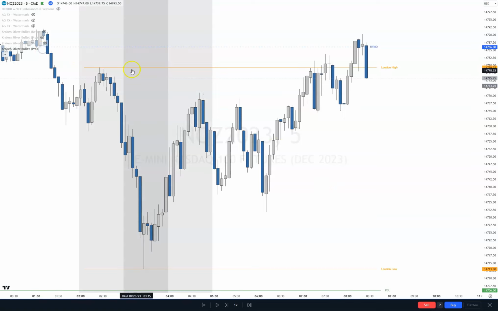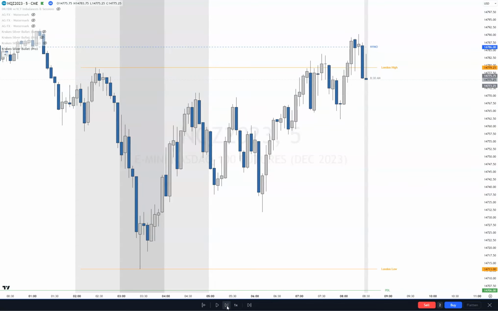I'm going to turn on the Kraken Silver Bullet Indicator, and I just want to show you that the London high was just taken. Okay, and it's at 8:30 right now. So when we see that, we're looking for a market structure shift, and we're targeting the low and previous day low. Okay, so let's just play this out and see how this trade that I took, and then I'll show you why it's so important to leave a runner sometimes if you can.